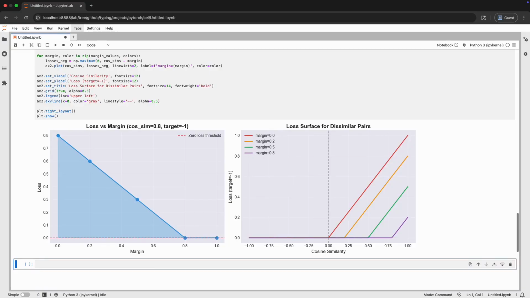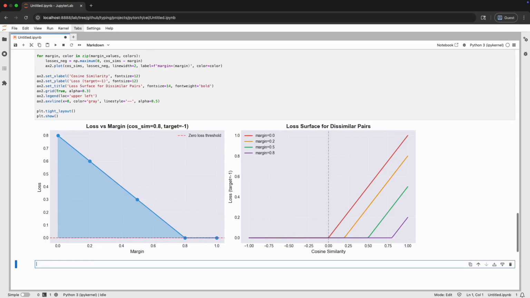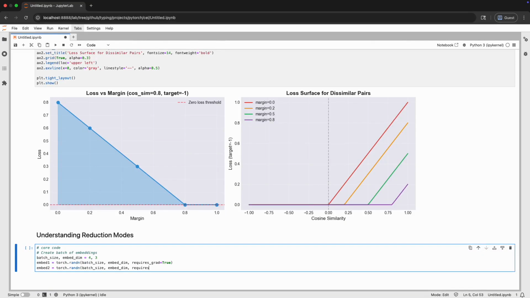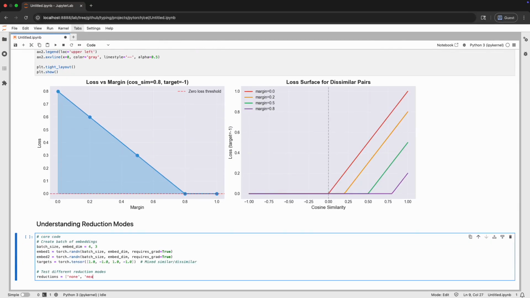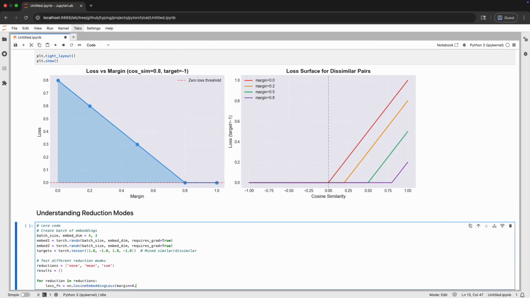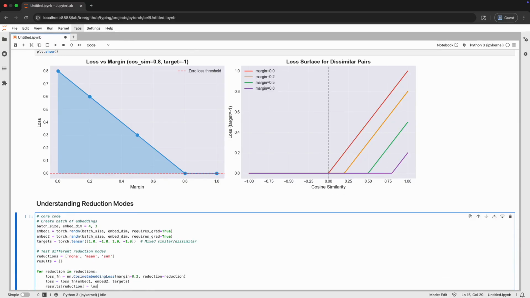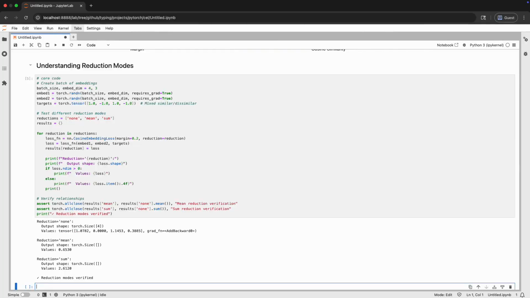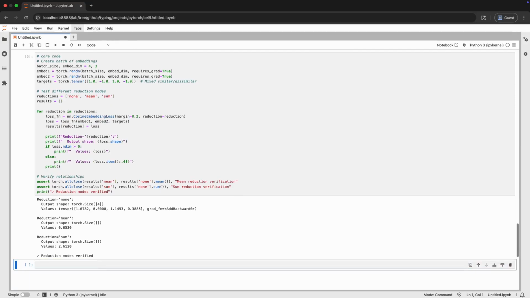Now let's understand the different reduction modes and how they affect our output. I'm creating a batch of embeddings with mixed similar and dissimilar targets. Let's test all three reduction modes, none, mean, and sum, to see exactly how they transform our loss values. Perfect. With reduction equals none, we get individual loss values for each sample in our batch. With mean reduction, we get the average of those values, and with sum reduction, we get their total. This flexibility allows us to choose the most appropriate reduction for our training setup.